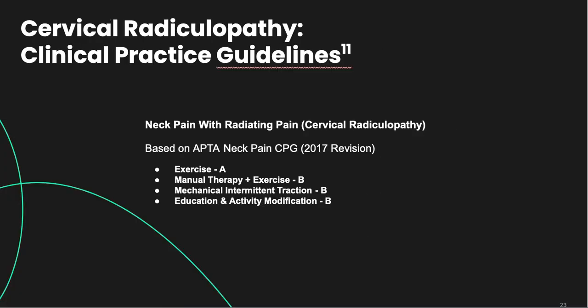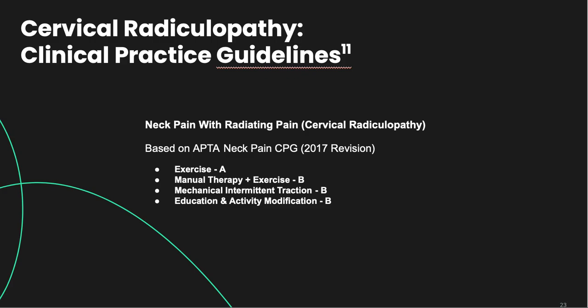Clinical practice guidelines provide graded recommendations that help prioritize interventions. The 2017 neck pain CPG states, quote, clinicians should provide exercise for patients with neck pain with radiating pain. Exercise carries a grade A recommendation. The guideline also supports, quote, mechanical intermittent traction combined with other interventions for patients with neck pain with radiating pain. This carries a grade B recommendation. Manual therapy combined with exercise is also supported at a grade B level. Education and activity modification are recommended components of care.